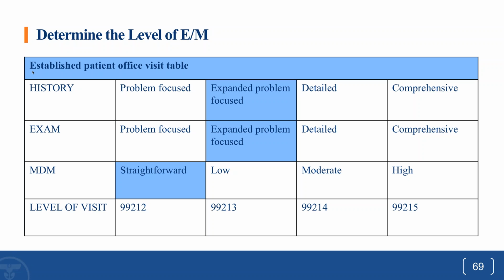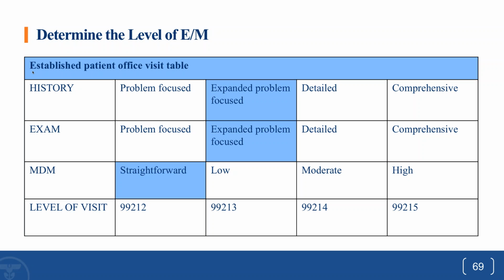They're established. Okay. History and exam really, when they're an established patient, they only have to meet 2 out of the 3 components. Remember, when they are established patient, they only have to meet 2 out of the 3 components. When they are a new patient, they have to meet all 3. If they can't meet all 3, you're going to drop back 1 to the lowest level.